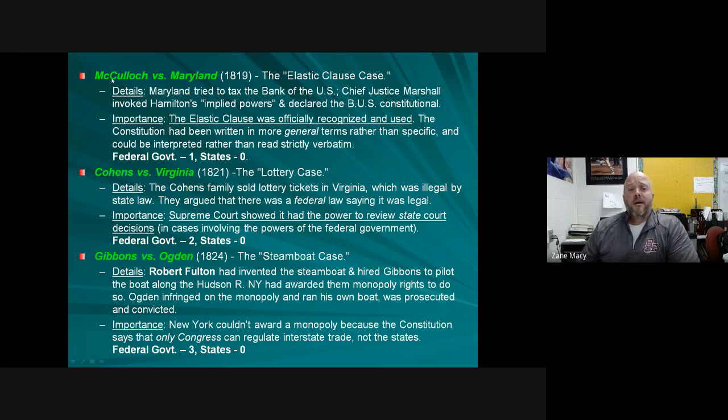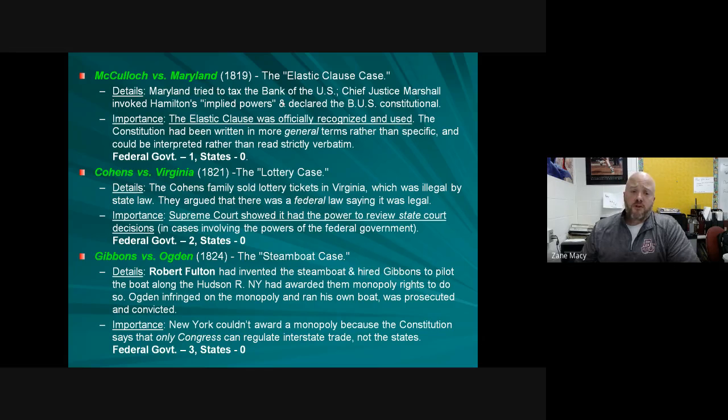cases. McCulloch versus Maryland, this is also referred to as the Elastic Clause case. Again, the Elastic Clause was Alexander Hamilton's interpretation of how you look at the Constitution, that it was a flexible document, like elastic. It has some stretch, it has some give, as opposed to a very concrete, a very literal interpretation of the Constitution. Well, what happens here is Maryland tried to tax the Bank of the United States.